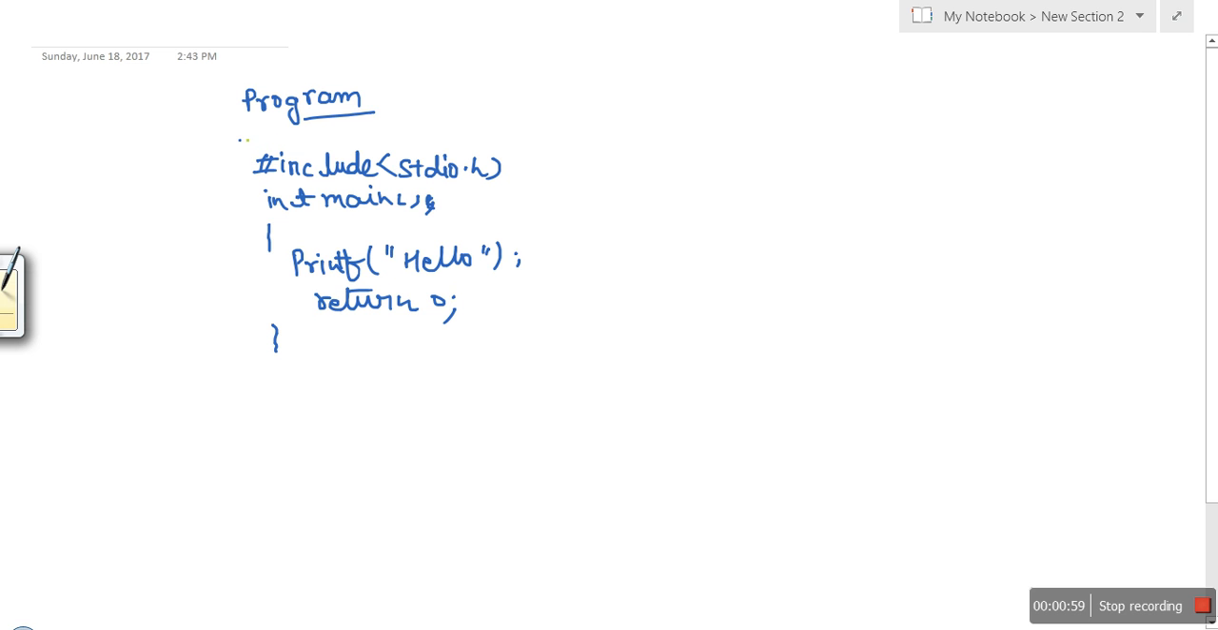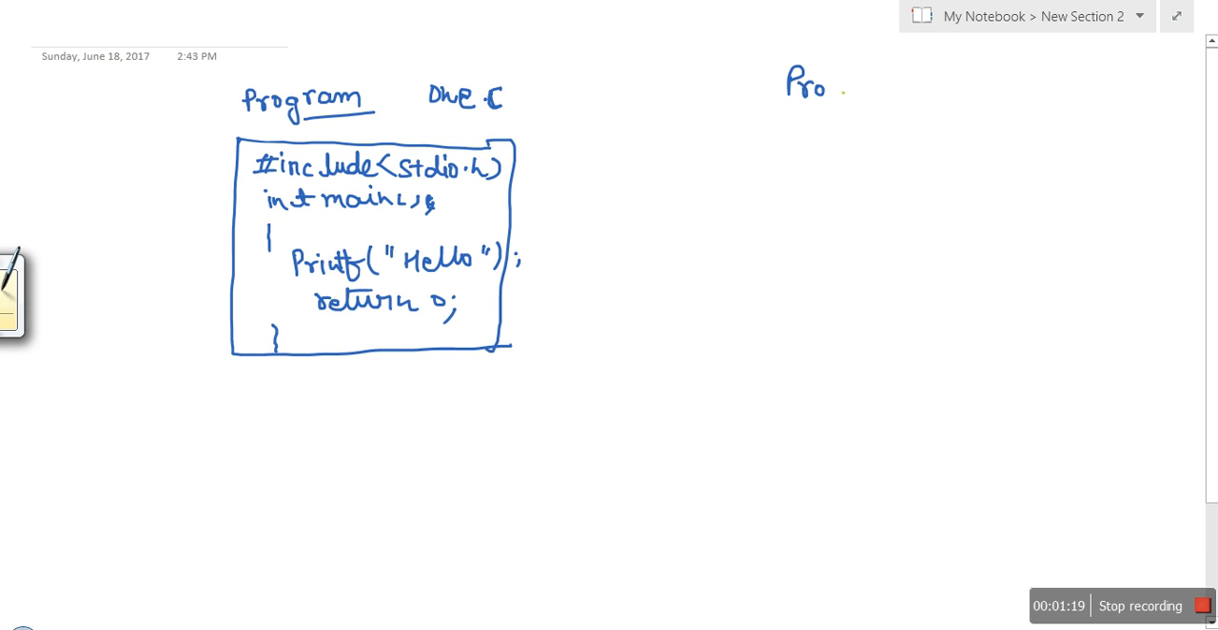As long as this program is stored in your hard disk, like you have written a C program and saved that file, that file is known as your program. It's in the hard disk. Now, when you execute your program, what is a process? A process is normally termed as a program in execution.